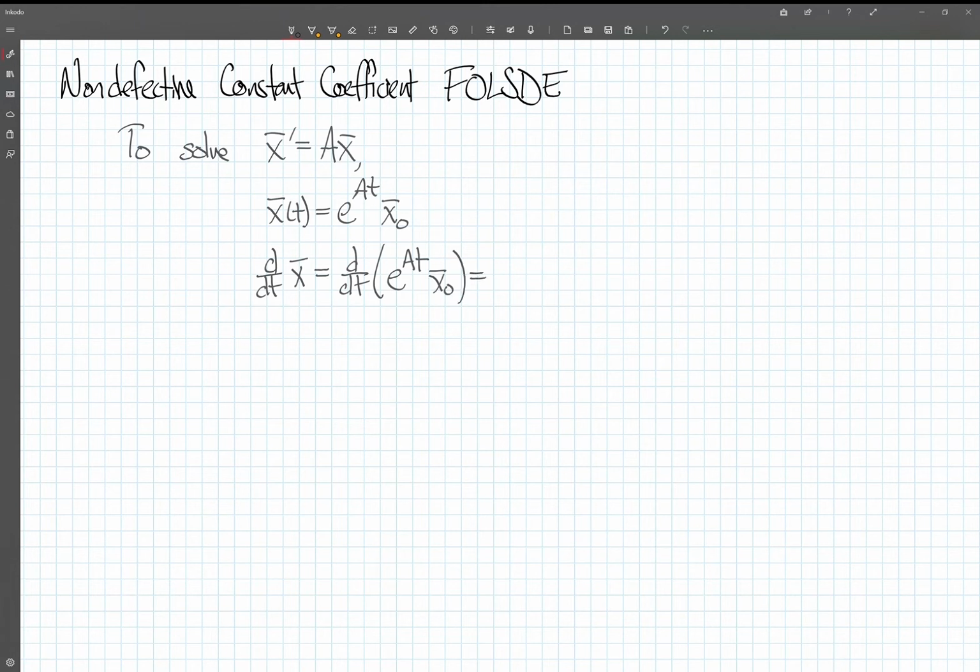This vector x0 is constant, so it just comes out. And we already saw that as long as you define something using the Maclaurin series for the exponential function, we know how to differentiate that. And e to the At x0 is x. So that's it. That's the formula. That's the recipe. Let's do an example.